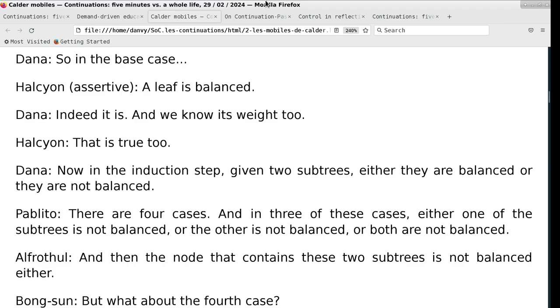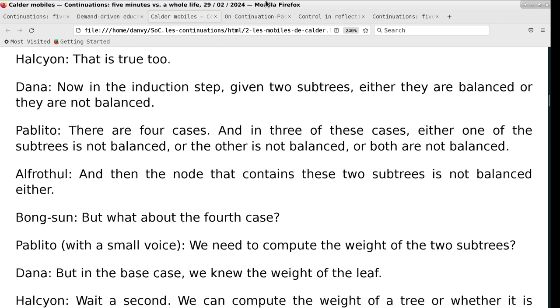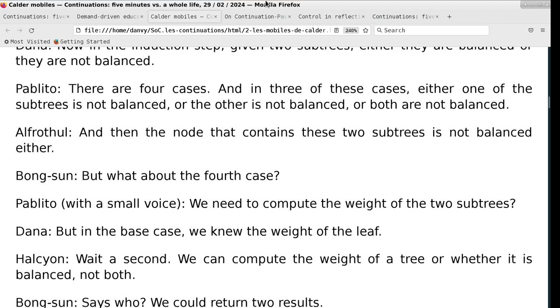Now in the inductive step, given two subtrees, either they are balanced or they are not balanced. There are four cases, and in three of these cases, either one of the subtrees is not balanced, or the other is not balanced, or both are not balanced. And then the node that contains these two subtrees is not balanced either. But what about the fourth case?